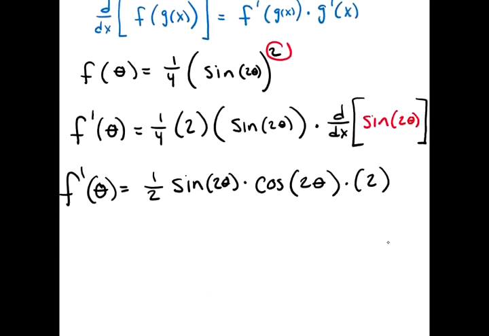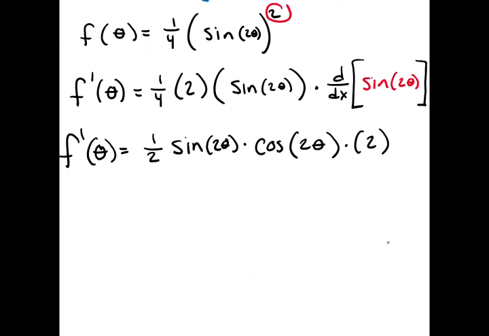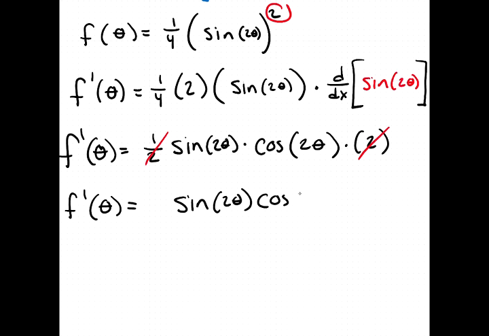All right. So it looks like the 2 and the 1/2 cancel. And so we have f prime of theta equals the sine of 2 theta times the cosine of 2 theta. And now we could condense this a little bit if you want. So it looks like this is very close to the double angle formula for the sine function.